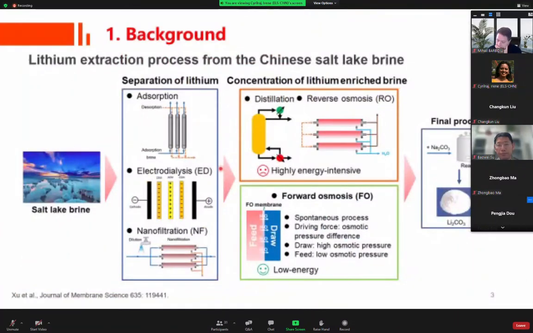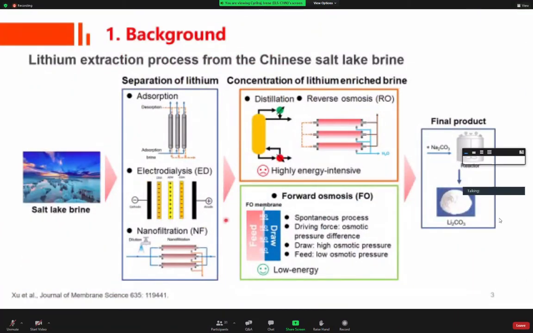Extraction of lithium from brine consists of three main steps. First, lithium is separated and purified from complicated brine by adsorption, electrodialysis, or nanofiltration. Then the obtained lithium-enriched brine is concentrated by distillation or reverse osmosis. Finally, by adding sodium carbonate, lithium carbonate product is obtained. One of the key issues is that the concentration stage to remove water from lithium-enriched brine is highly energy intensive.